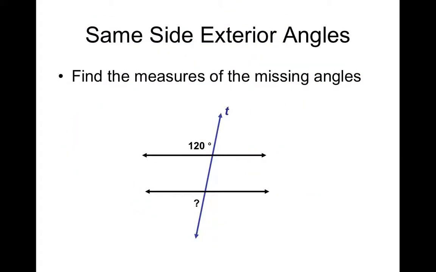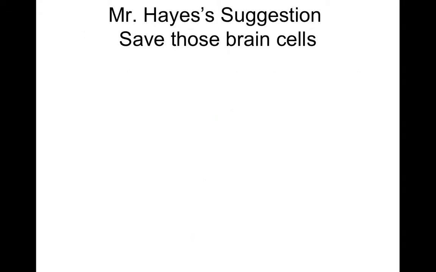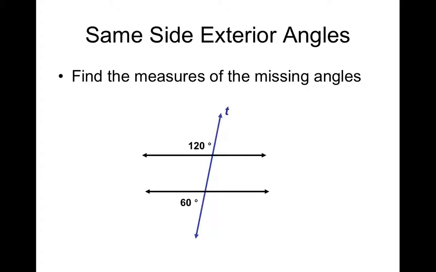So if we're trying to solve this problem, these are same side exterior angles. If I'm trying to figure out the value of this missing angle, the answer is it is 60 degrees, because 180 minus 120 is 60.